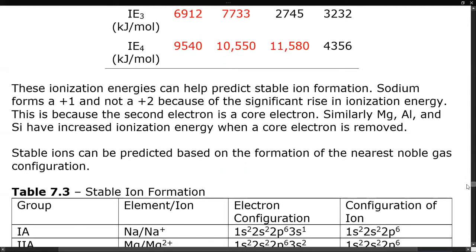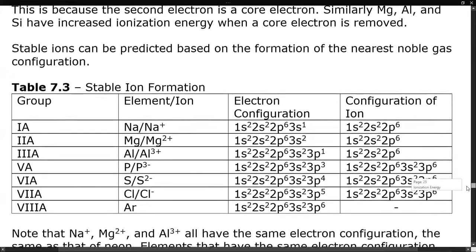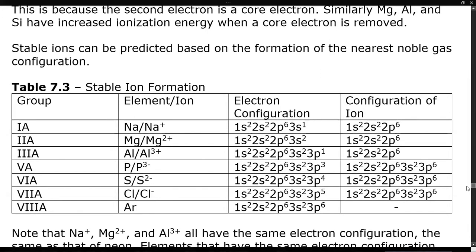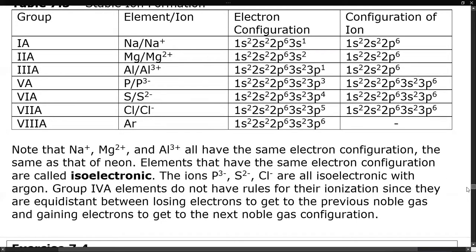The ionization energies we can use to predict that stable ion formation because removing the core electron is expensive. And so we find that they tend to form the nearest noble gas configuration. Sodium, magnesium, aluminum tend to all lose their valence electrons to be isoelectronic with neon. But phosphorus, sulfur, chlorine all gain electrons to become isoelectronic with the next noble gas, which is argon. And so we can predict which ion might be stable. And again, if they have the same electron configuration, we say they are isoelectronic.